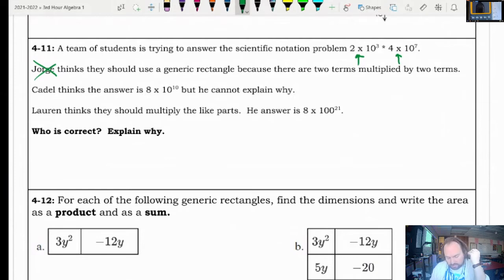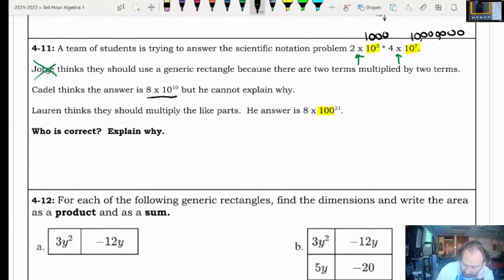And Lauren thinks they should multiply the like parts, and her answer is 8 times 100 to the 21st. The mistake that she has made is multiplying 10 times 10 to get 100. This is 10 to the 3rd and 10 to the 7th. Another way to think about 10 to the 3rd is 1,000, and 10 to the 7th is, let's see, I guess 10 million, like that. So she's also mistaken. She's multiplying the zeros when she should be adding them.